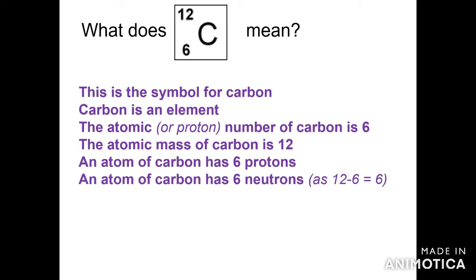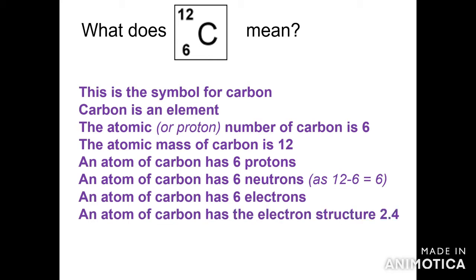Now this is a bit of maths. The top number take away the bottom number. Remember, the top number is the number of neutrons and protons. The bottom number is the protons only. And because it's an atom and all atoms are neutral, if it has 6 positive protons, it must also have 6 negative electrons.